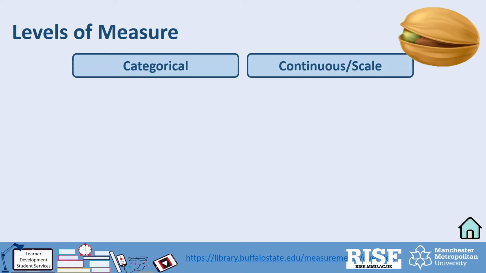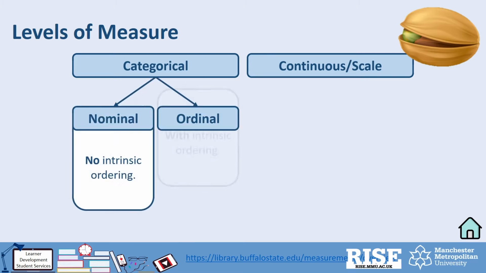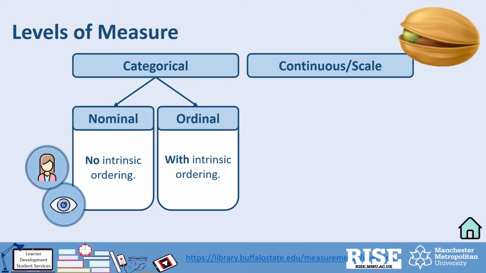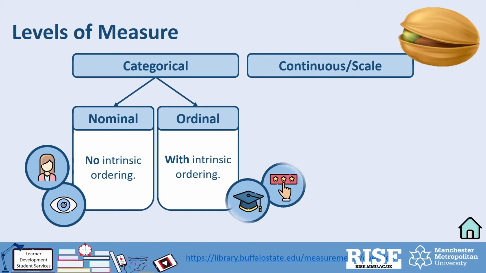Qualitative data is categorical, being broken down into either nominal data or ordinal data based upon whether there is an implied ranking or not within the categories. For example, hair colour and eye colour is nominal, as there is no hierarchy between the categories. Level of education and satisfaction, however, do have an implied ranking within them, so they are ordinal data. Quantitative data is known as continuous or scale data in higher education.